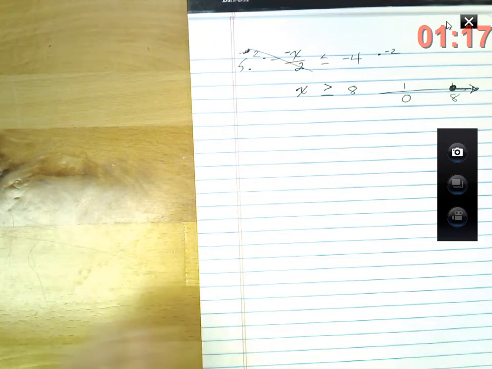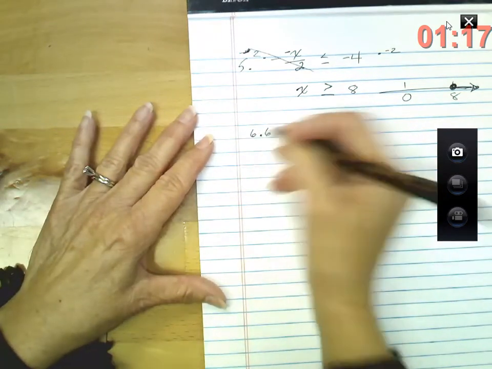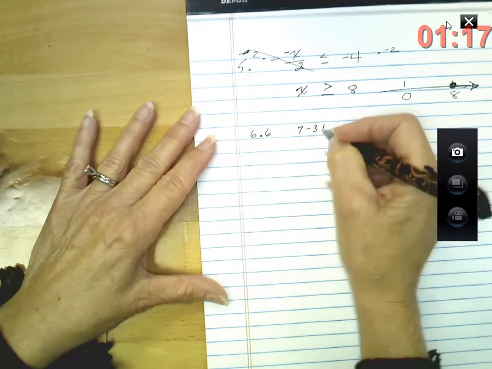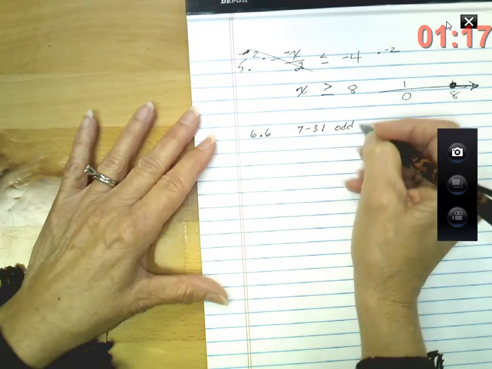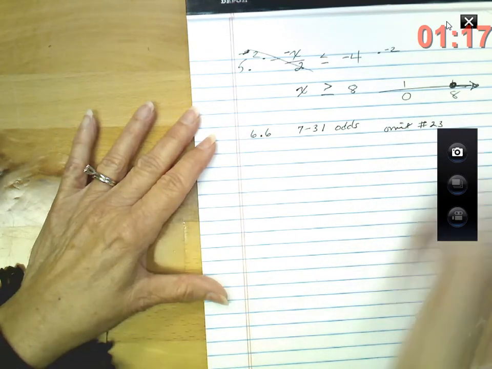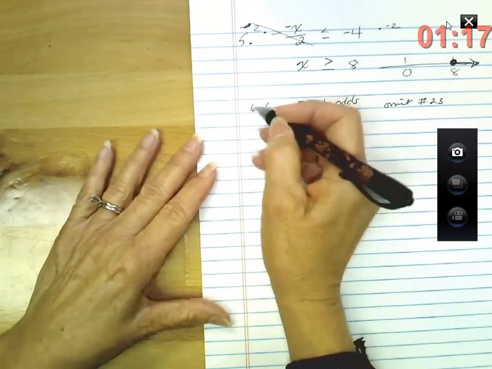On page, let's see, this is on 6-6. Now we omitted 6-5. Do 7 through 31 odds, but omit number 23. I think that's the only one you omit. This will give you practice solving equations and inequalities, but be sure and check each one in the back.